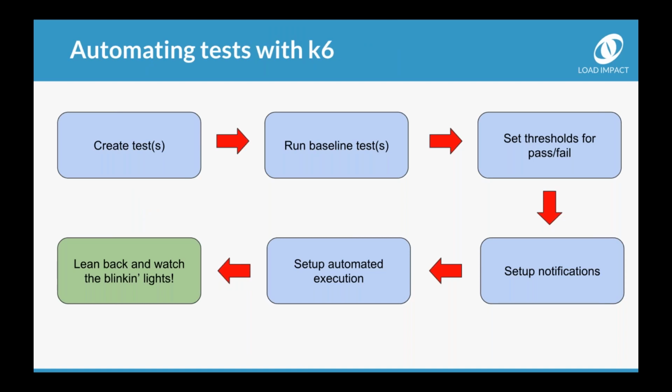So let's now have a look at the process that we need to go through at a high level to add this load test to an automation pipeline. So we first need to create a test, so create our script. We then need to run some baseline tests, and I will go through each of these steps individually soon. The third step is to set up thresholds for pass-fail criteria. And the fourth step is setting up notifications. And then the last step is doing the actual integration with the CI tool to get the automated execution of the load tests.